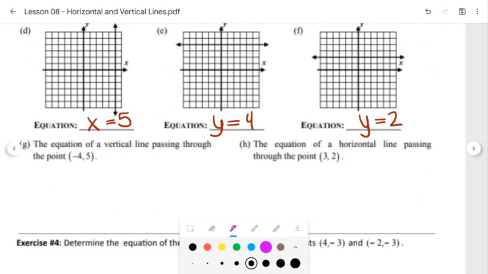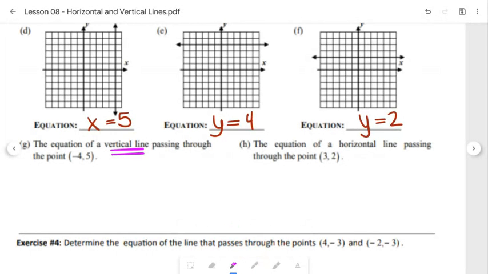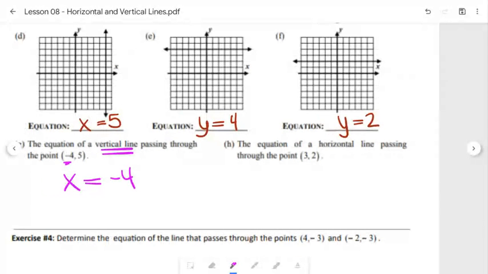Same concept here in G. It's telling us that we have a vertical line. So automatically when I see vertical, I should be thinking x equals, right? It's running up and down. X equals negative 4. So when we look at the point, we just pull the x value out of it. Same thing in H, but this time we're looking for an equation of a horizontal line. As soon as you know it's horizontal, we'll jump to y equals, and we'll take the y value that was given, y equals 2.